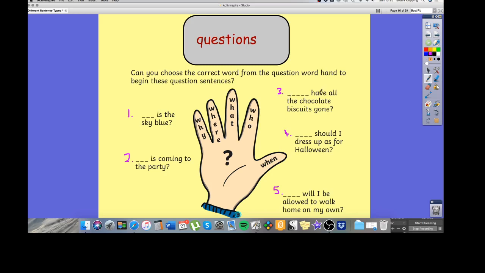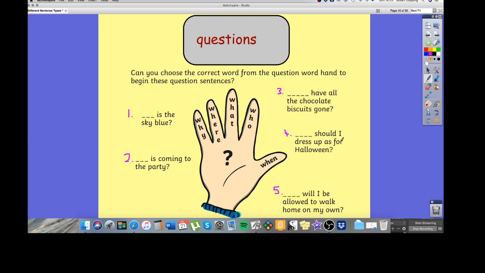Number 3, have all the chocolate biscuits gone? Why have all the chocolate biscuits gone? Where have all the chocolate biscuits gone? What, who, or when? Now, some of these might fit in 2 different places, but I guarantee you there is 1 space for each one. So if you think 2 could go in that one, leave it blank and see what the other ones do.